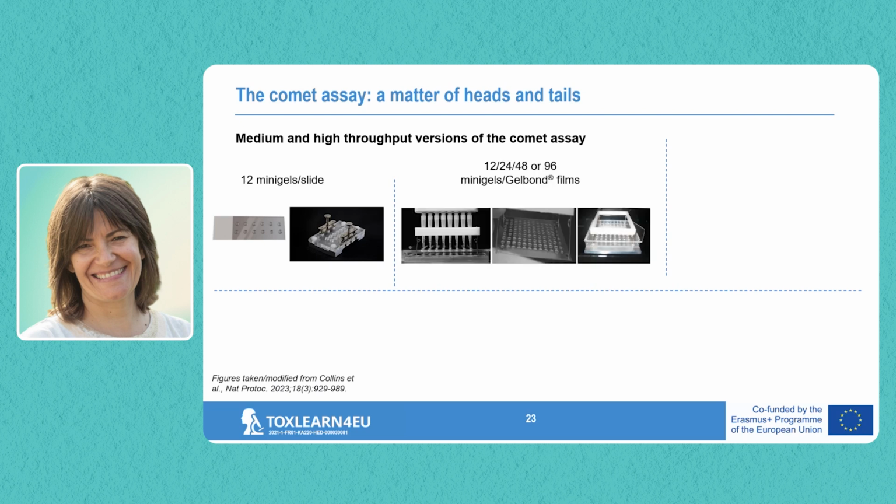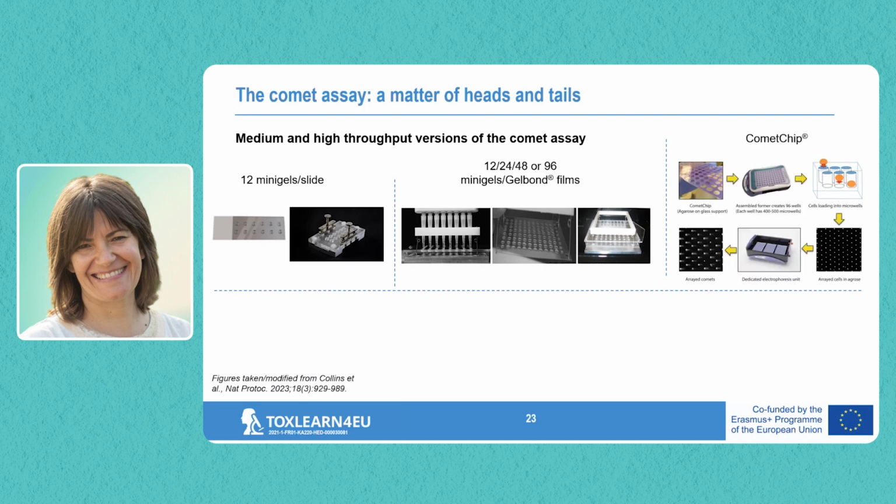You can also use 12, 24, 48, 96 mini gels in gel bond films. It's something different to this, okay? It's like a plastic. You can also use the Comet chip, but I'm not going to go into details, it's a chip of cells. So the cells are placed in a certain point. When we do the Comet assay with the gel bond or with the slides, the cells are like everywhere. They can overlap sometimes and make the analysis a bit complicated. In this case, they follow an array.